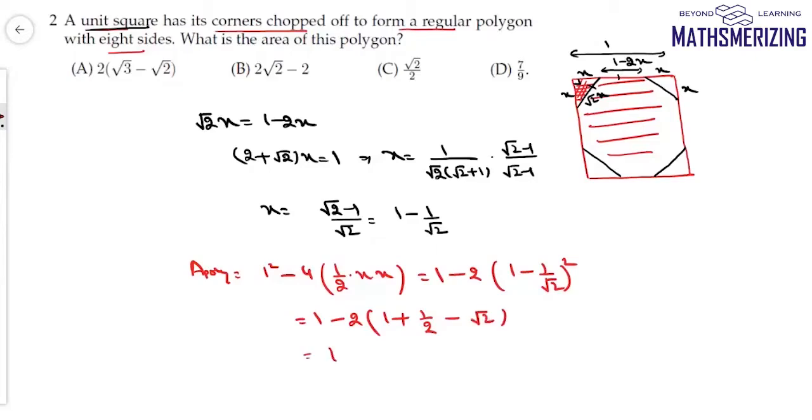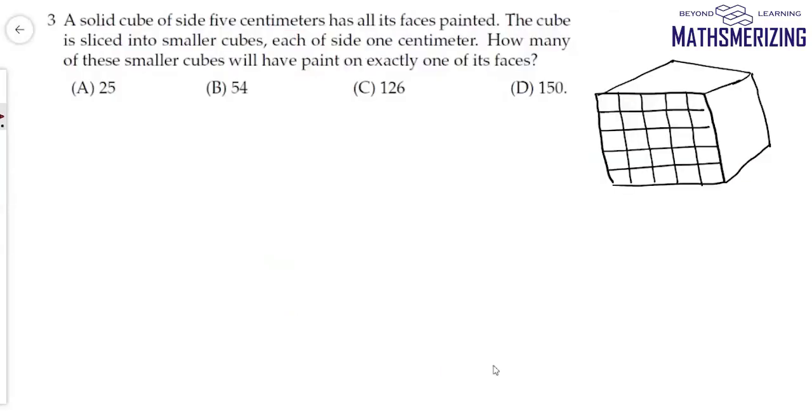So I'll write it as 1 minus 2 minus 1 plus 2 root 2. So I'll take 2 common. So then it will be 2 into (root 2 minus 1). So area of this polygon is 2 root 2 minus 2, and that's your option number B. Now question number 3, it says a solid cube of side 5 centimeters has all its faces painted.